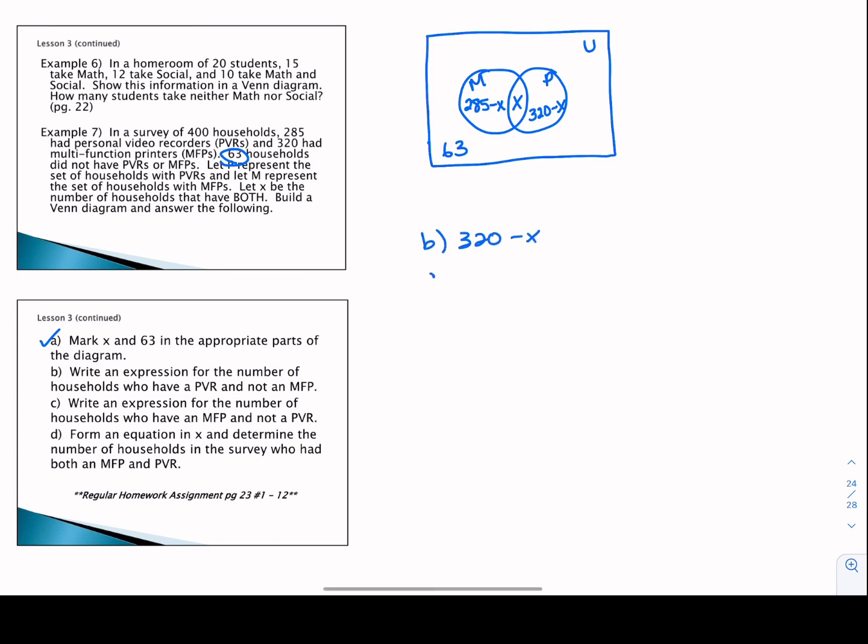In part C, they want us to write down the expression for the number of households who have multifunctioning printers but not PVRs. So they're looking at this side of our Venn diagram. We don't want to overlap with PVRs because that's what they're saying. They don't have PVRs here. So we know that that's going to be 285 minus X.